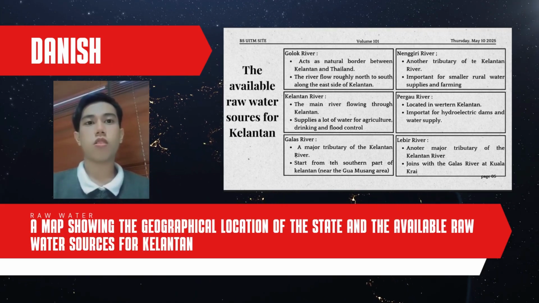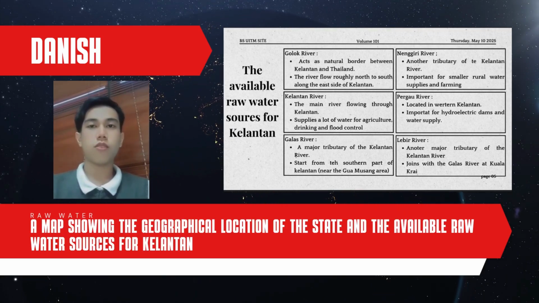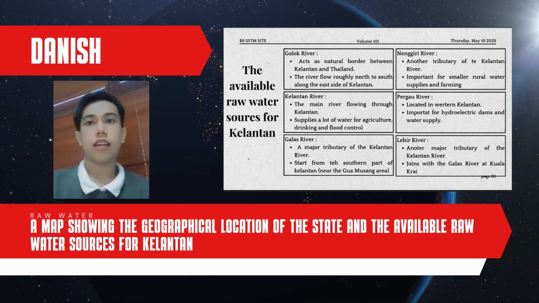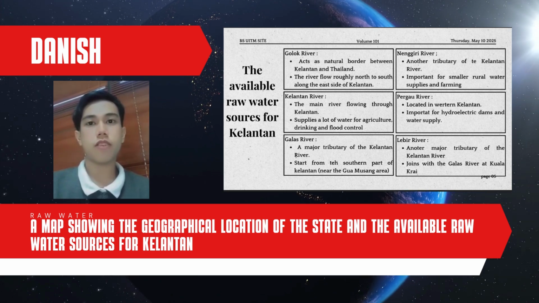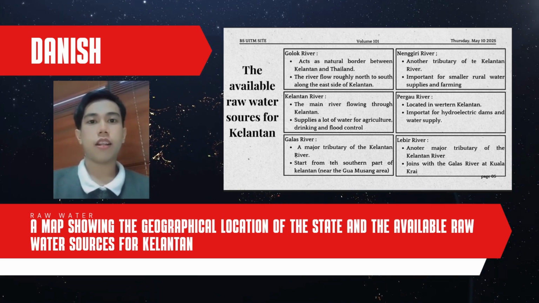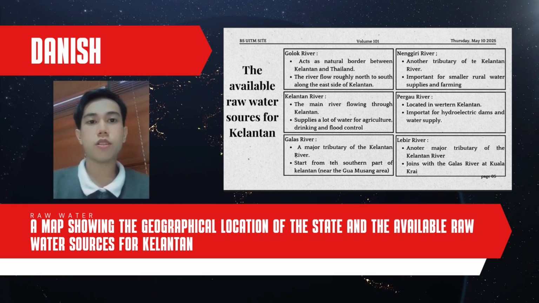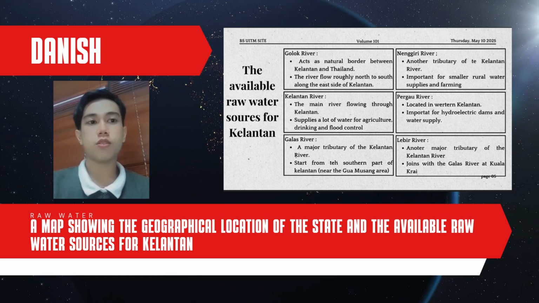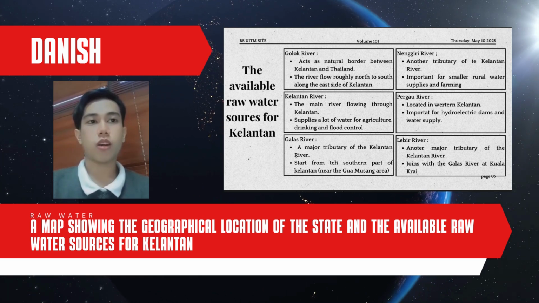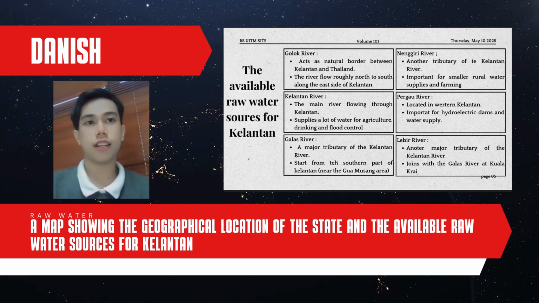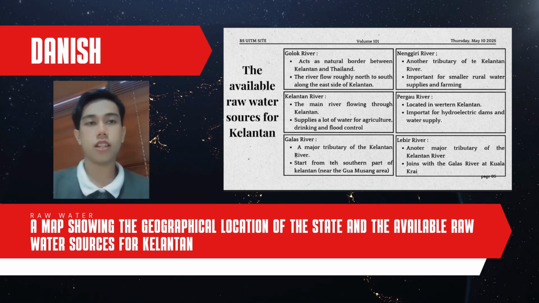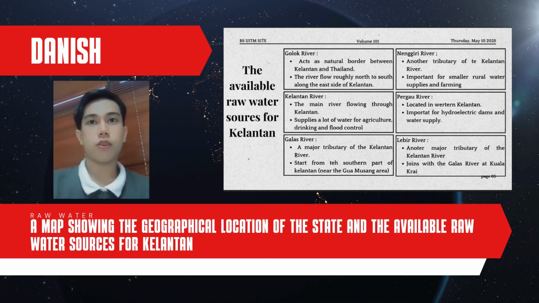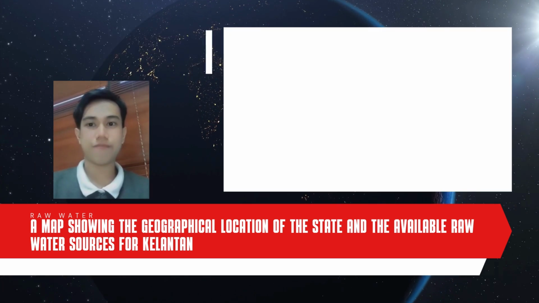There are 6 available raw water sources for Kelantan. First, we have the Golok River that acts as a natural border between Kelantan and Thailand. Second, we have the Kelantan River, which is the main river flowing through Kelantan. Third, the Galas River, a major tributary of the Kelantan River. Fourth, the Lebir River, another major tributary of the Kelantan River. Next, the Pergau River, located in western Kelantan. And the last one, the Nenggiri River, another tributary of the Kelantan River. So today's topic, we are going to focus on the Golok River.